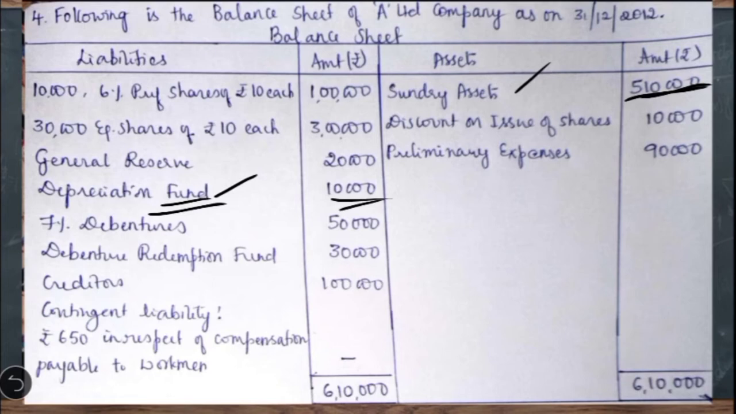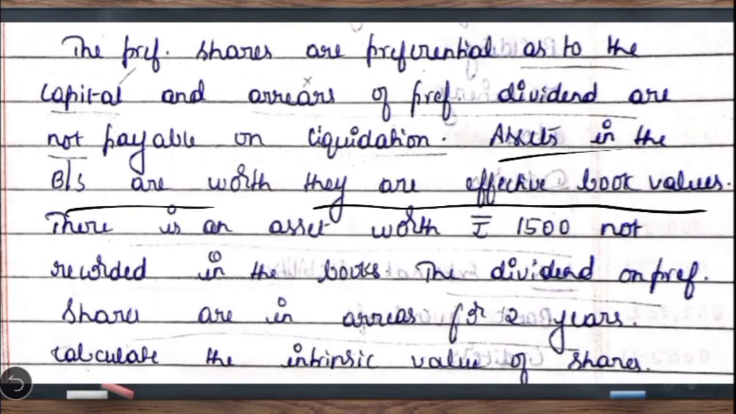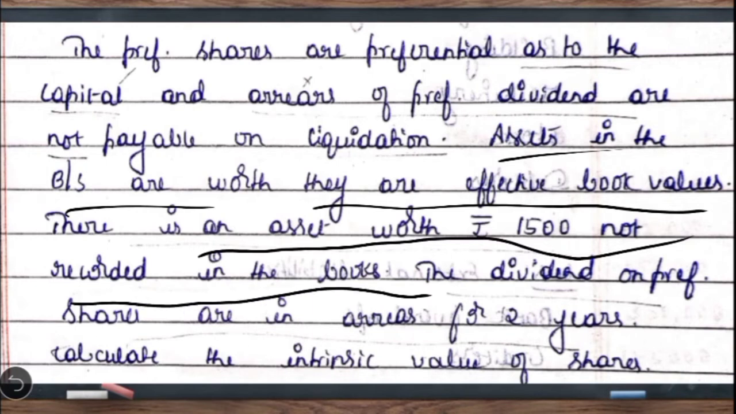Then they have given the second asset, that is discount on issue of shares. It is not a realizable asset, it is a fictitious asset. Then preliminary expenses they have given, again it is not a realizable asset, it is a fictitious asset. So here in the books we see only one asset, that is sundry assets. Then here it is given that there is an asset worth rupees 1,500 not recorded in the books. So there is an unrecorded asset which is not yet shown in the books of account.